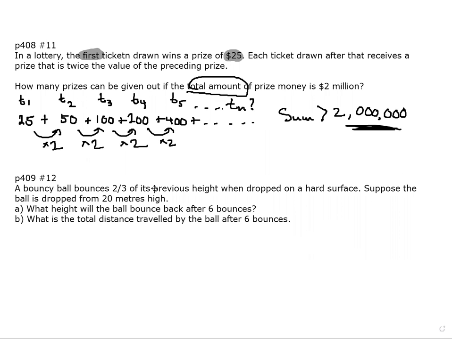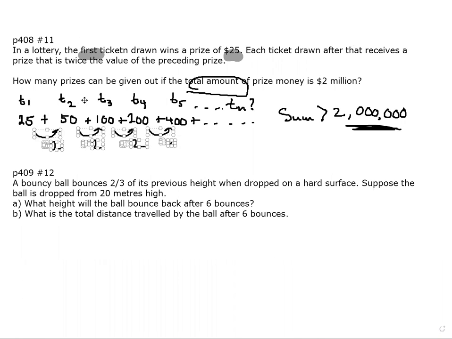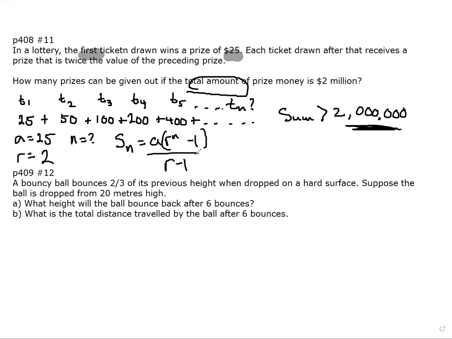Okay, so let's try to erase this a little bit. Oh boy, I can't do that. Let's try to erase this a little bit. I think from doing this diagram, you automatically see a lot of valuable information, like the ratio is 2 and the starting value is 25. I don't know what my n is, right? But let's try it. I know that the sum is going to be at least 2 million. So Sn is equal to a(r^n minus 1) over r minus 1.